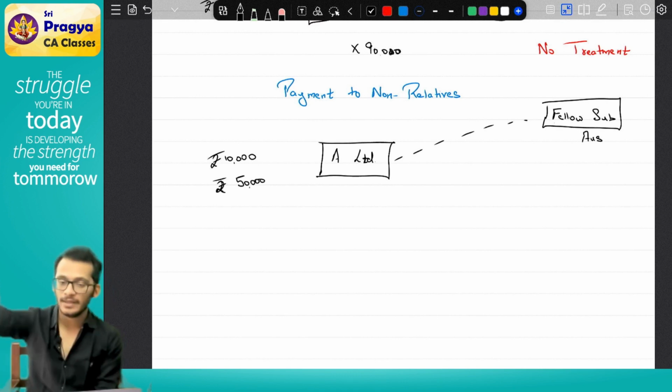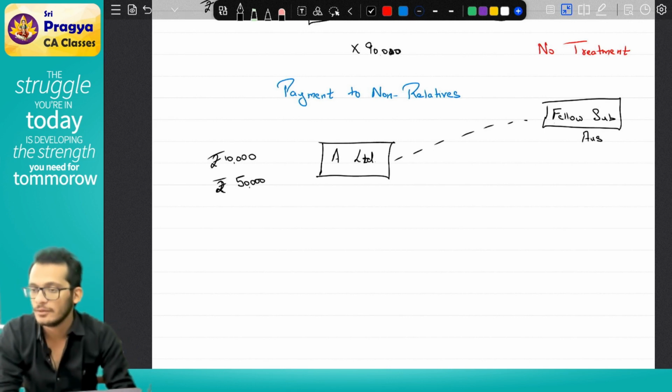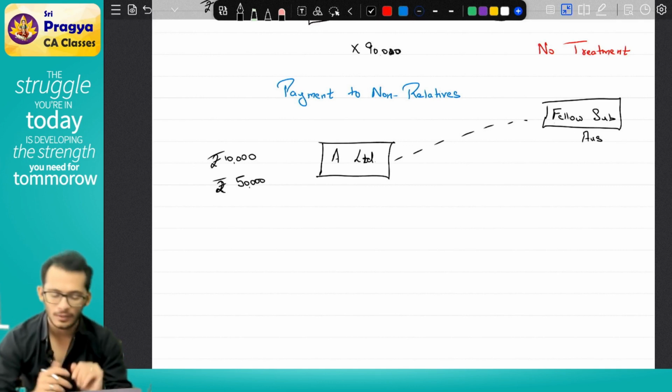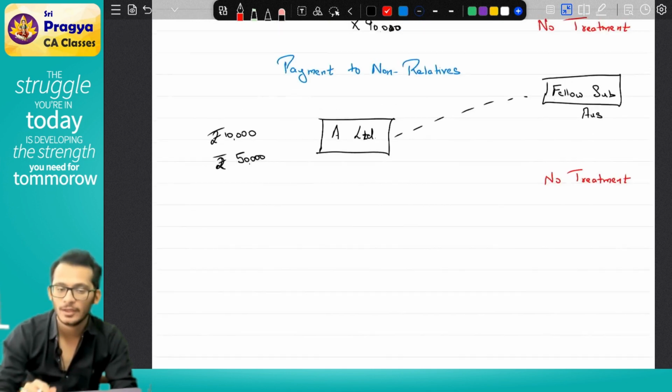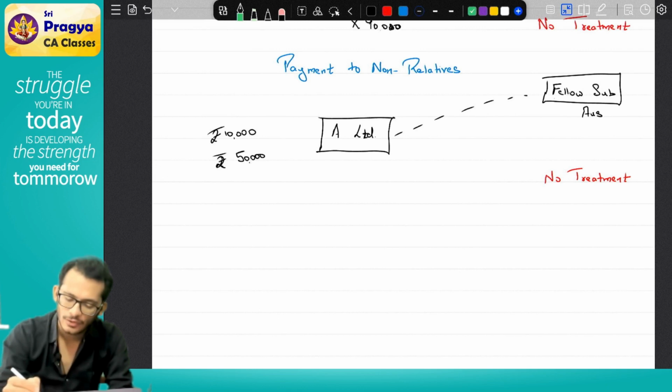So you should have paid 10,000, and you ended up paying 50,000. This is a transaction with a fellow subsidiary who's in Australia. Can you disallow this payment under 40A(2), Rahul? The answer is no. Again, no treatment. Rahul, what is the issue here? The issue is that this is a foreign transaction. You are entering into a transaction with your associated enterprises. In this transaction, you will be liable for transfer pricing.